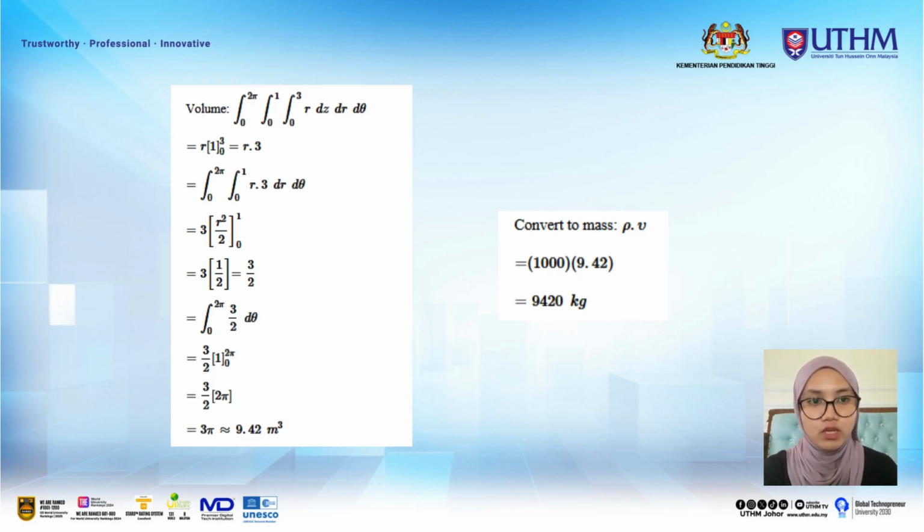After that, we convert the volume to mass using the formula density times volume. The density of the water is 1000 kg per meter cube. Then we will get the answer 9420 kg for the mass.